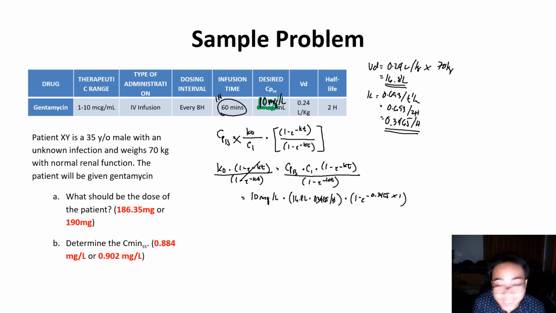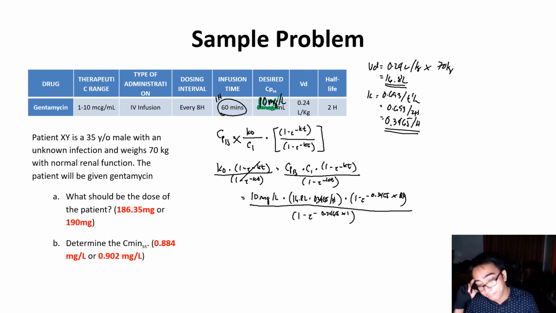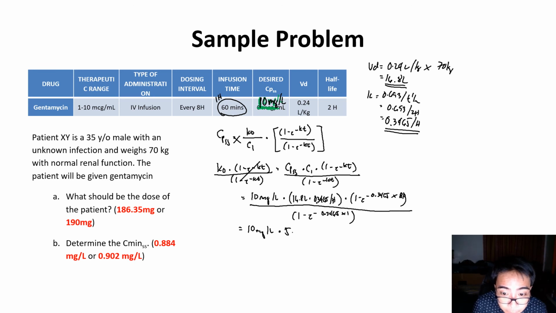Oh, sorry, it's tau. It should be 8 hours. Over 1 minus E negative 0.3465, times 8 in the denominator. Let's go through it bit by bit so you can see the resulting computations. 16.8 times 0.3465 is 5.8212 liters per hour, times 1 minus E negative 0.3465 times 8, which gives 0.9375, over 1 minus E negative 0.3465 times 8.